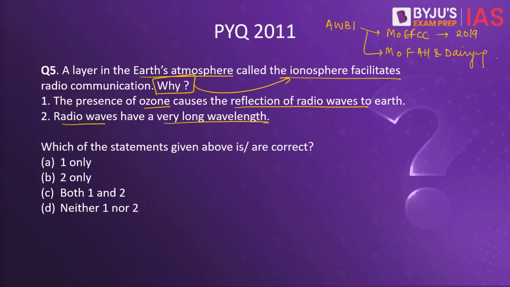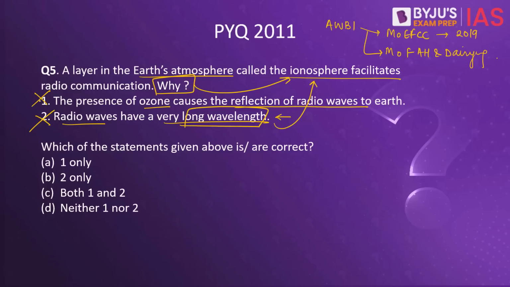Now you must know that when we talk about the electromagnetic radiation spectrum, radio waves have the longest wavelength in this spectrum. So factually this is correct. But is this correct for this reason? Is this long wavelength helping in radio communication? No. Yes, it has a very long wavelength, but that is not the reason why radio communication occurs in the ionosphere. This will also be wrong.